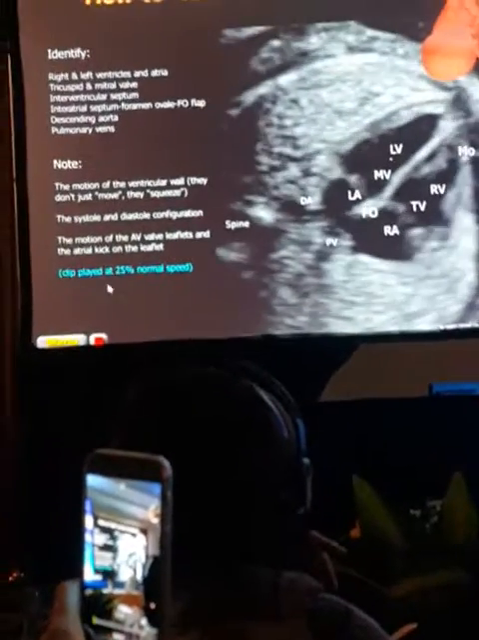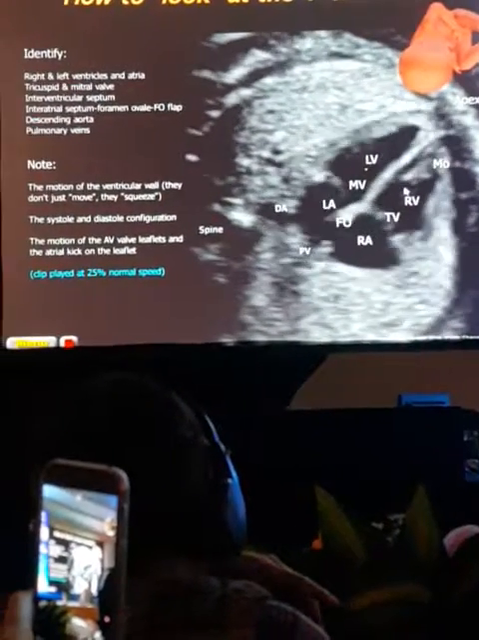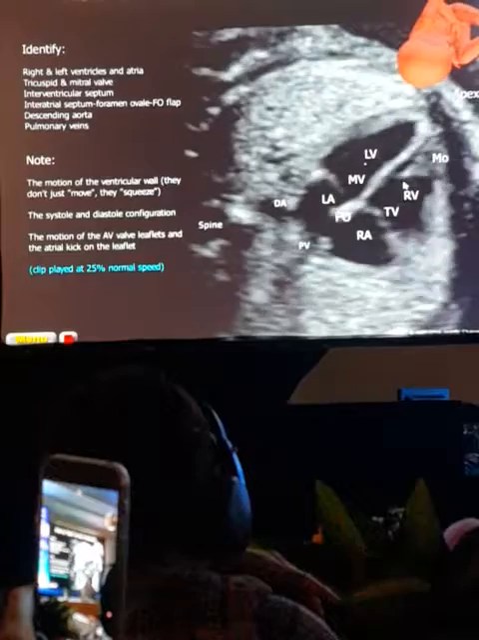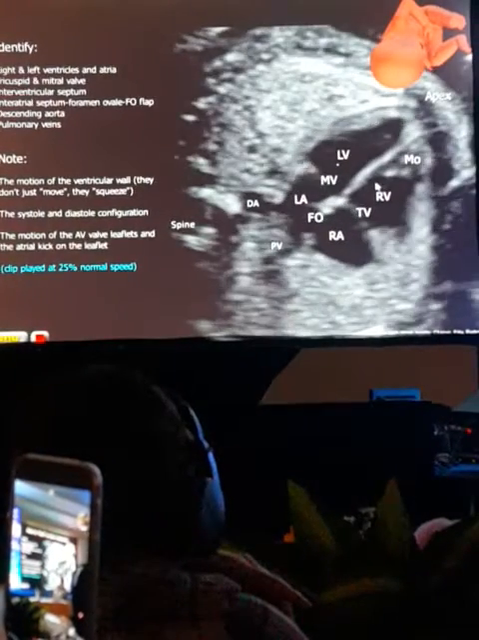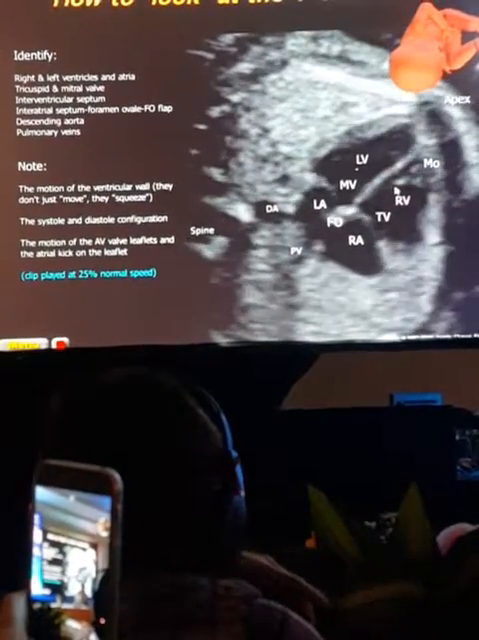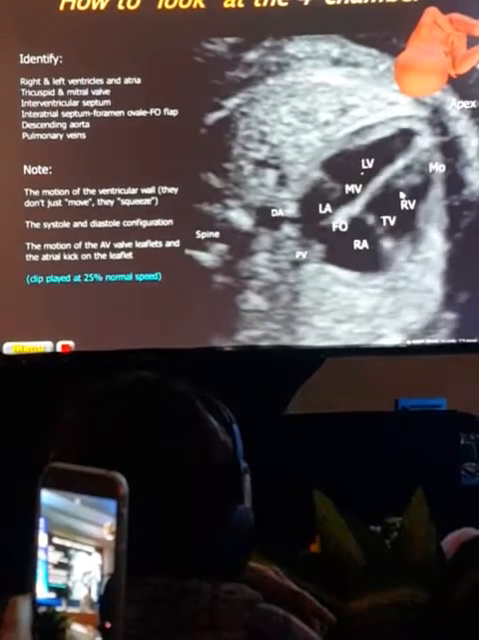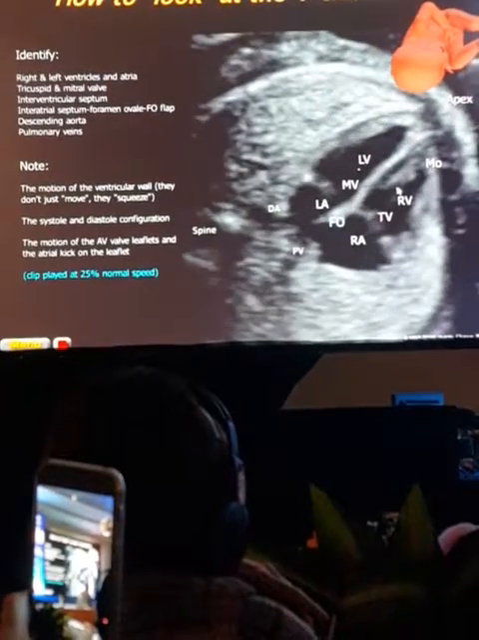Now, very often, the heartbeat is too fast for me to see everything. So I take a video clip and then I play the video clip slower, because I cannot see all the information at normal speed. So your machine can do that, take advantage of that feature.